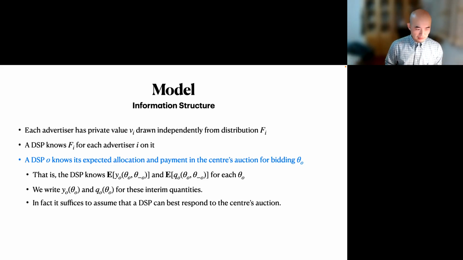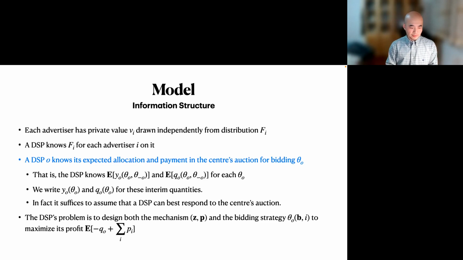Okay, and in fact, just as Moshe asked, we just assume that because the DSP knows this information, it will best respond to the center's auction. So it does not need to know exactly how the other DSPs bid. It just needs to know these expected quantities to be able to best respond to it. And for our characterization, we just assume that the DSP needs to best respond.